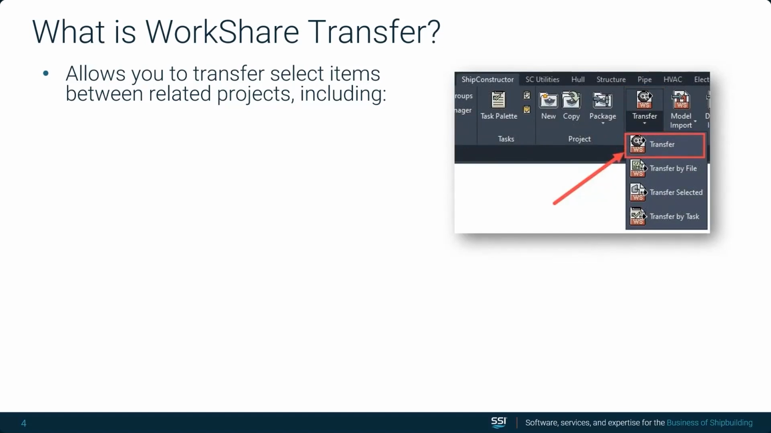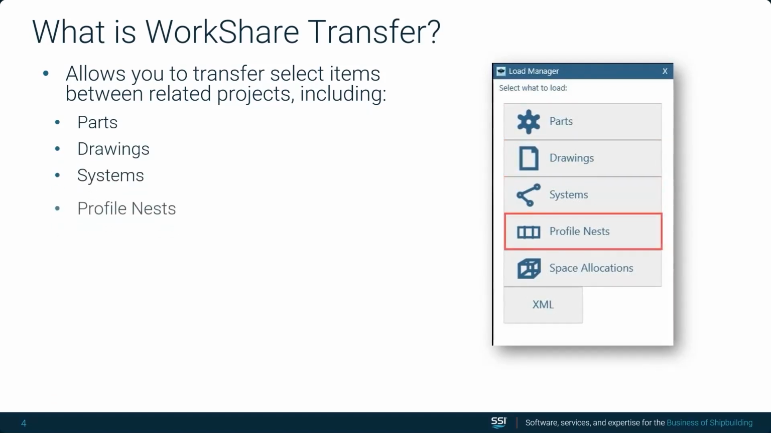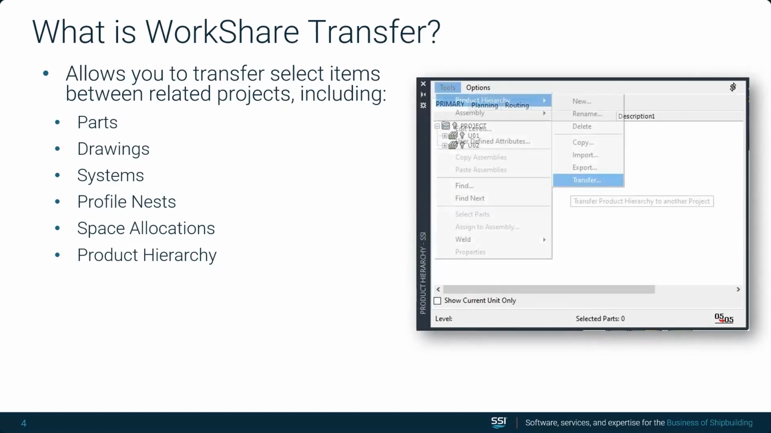The typical WorkShare Transfer command launches Load Manager, allowing users to choose the items which they'd like to transfer. From within Load Manager, users can choose to transfer parts, drawings, systems, profile nests, and space allocations. Users can also transfer entire product hierarchies and assemblies. These transfers, however, are made from within the product hierarchy palette, which I'll be walking through in greater detail throughout this presentation.